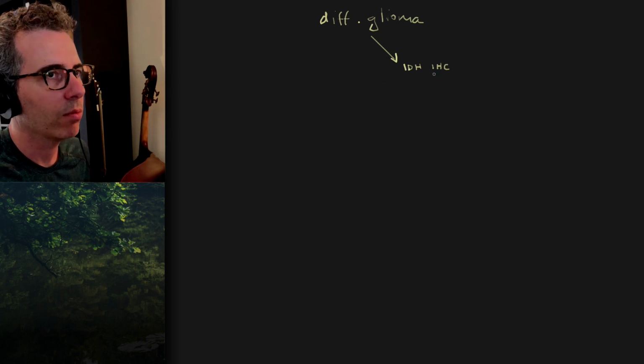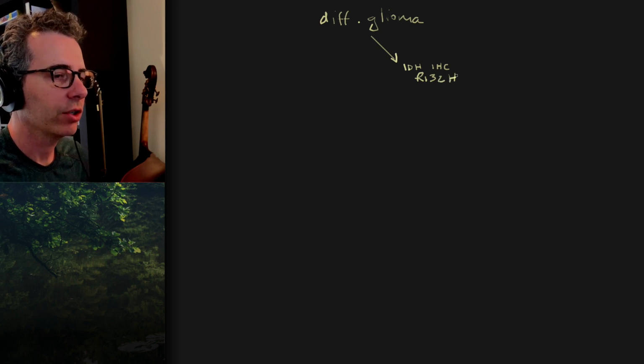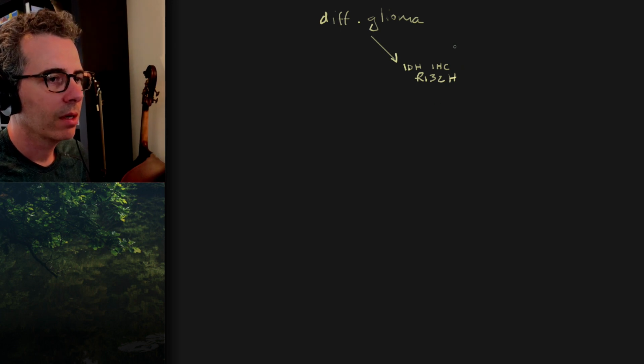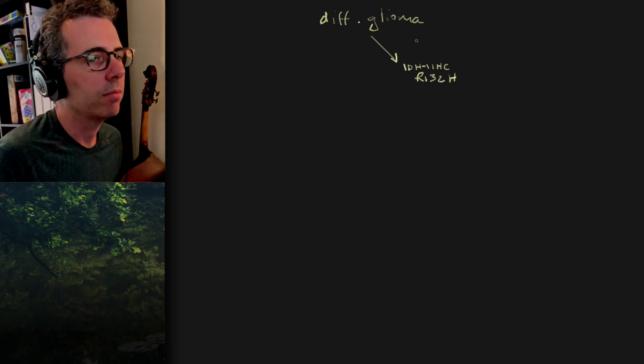But it only tests for one mutation, which is the R132H mutation, which means the arginine at position 132 is replaced by histidine due to a single base pair change. And that is on the IDH1 gene. There are two, right?